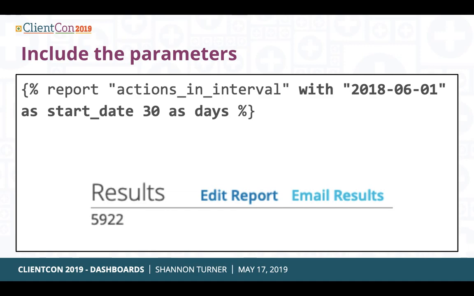So here I'm adding those parameters into my snippet. I'm saying with 2018-06-01 as the start date, and then 30 days after that. Then we can add those to our snippet, and we see that it works. Notice that there are quotes around the date, because if you don't include those quotes, or if you put the date in a different format, then you're probably not going to get the results that you expect.